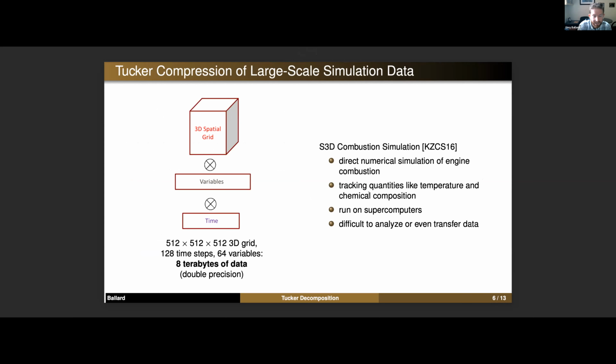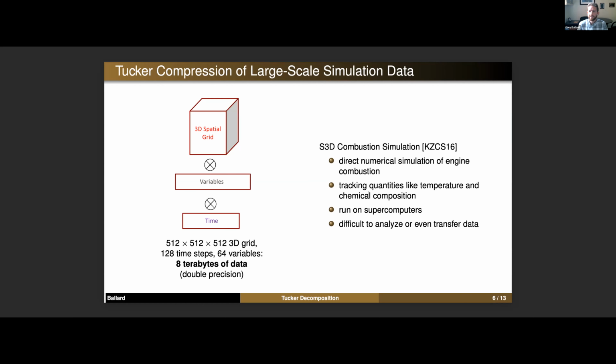Okay, so just to give you an example of some really large scale data that we've considered, I'll show you some results here, and then I'll tell you a little bit about the data that you'll work with. So in this example, we're taking scientific simulation data. This is data from simulating combustion engines. It's a code called S3D out of Sandia.